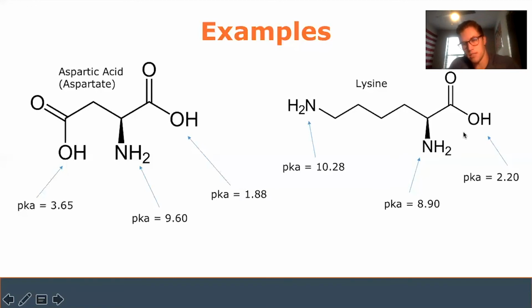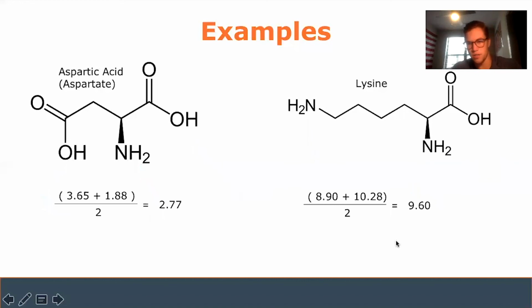Same thing over here, based on that reasoning, we know that the PI isn't really going to depend on this one. The PI is going to exist at a point where this does not have a charge on it. Sorry, in this case, it's going to be above this one. So this one is not going to have a charge, and this one will. So it's going to be between this one and this one. So you're going to add those two values up, divide by 2, and you're going to get an isoelectric point of about 9.6.